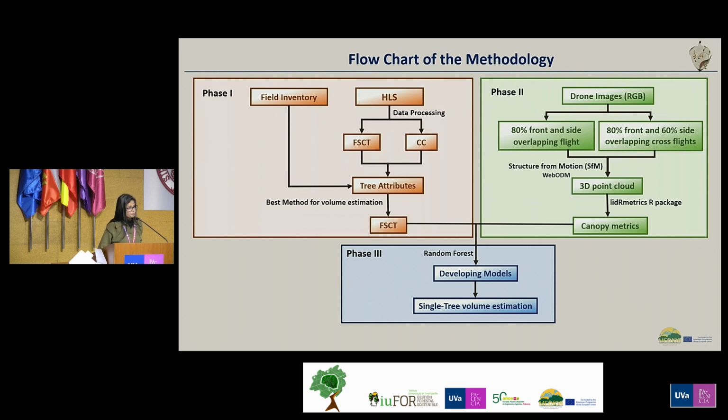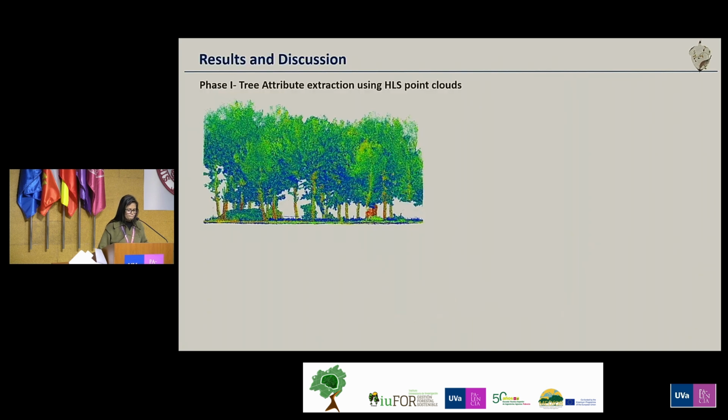And in the second phase of this research study, I had 2 different drone flights. The first one with 80% front and 80% side overlap, and the second one with 80% front and 60% side overlap. We captured 2D images, and then we had to convert them into 3D point clouds, and then we extracted canopy metrics. Using these results, I wanted to develop a model to estimate volume at the single tree level.